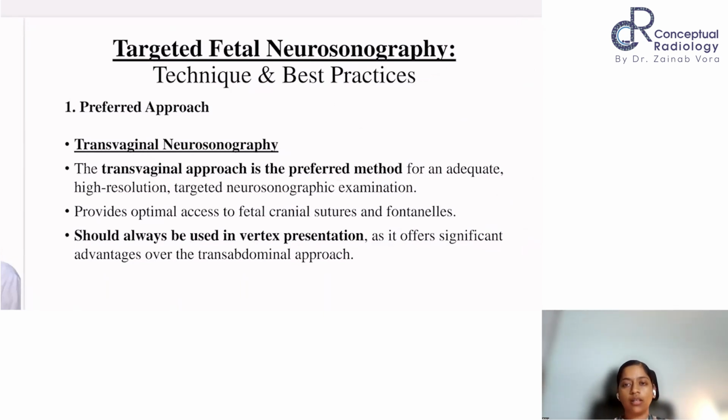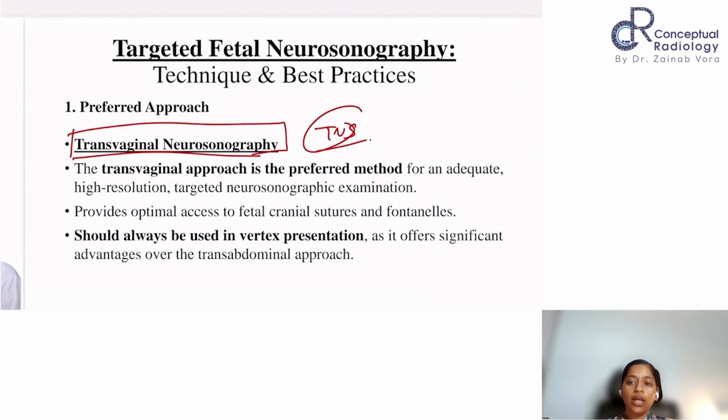Starting with the targeted fetal neurosonography. As everybody knows, the best preferred approach is TVS. It's the most preferred one. Why? Because TVS is the scan which offers us high resolution images. High resolution means better images, a better image to analyze, and hence a better image to diagnose issues. It gives us optimal imaging access.